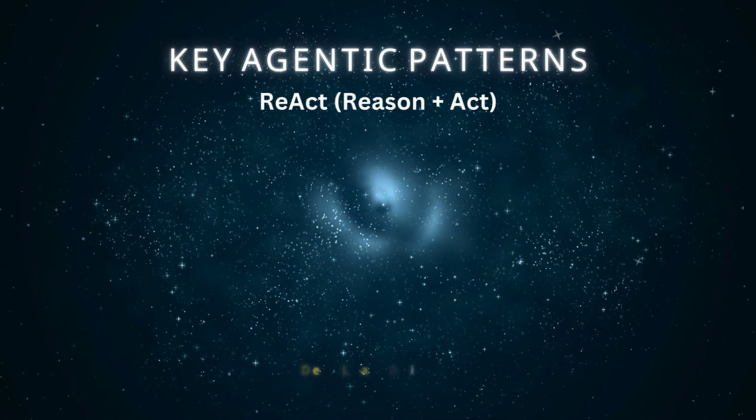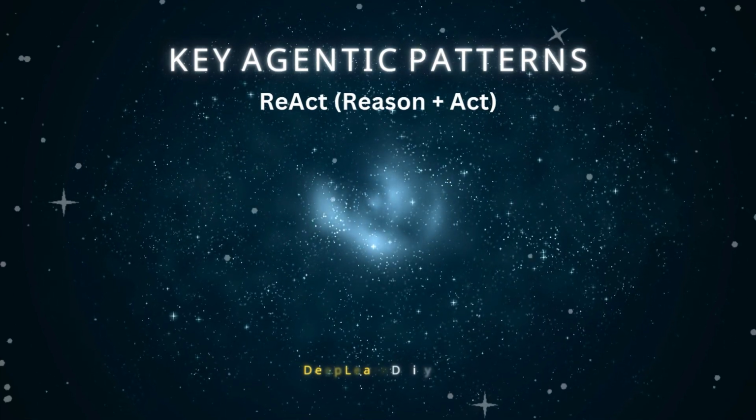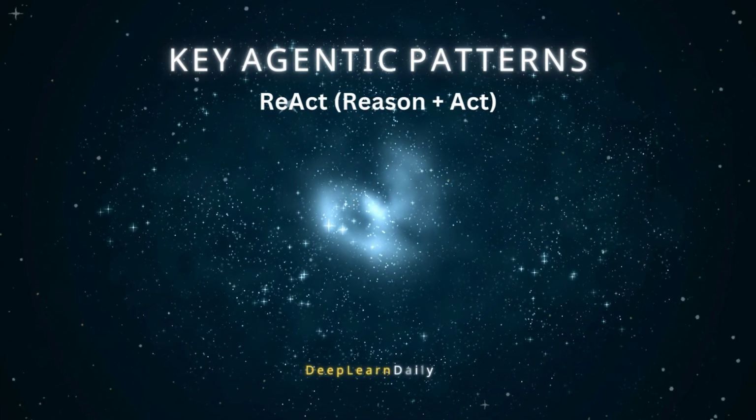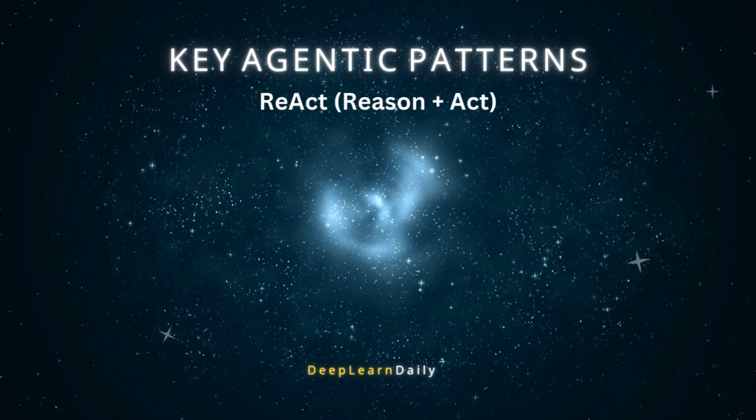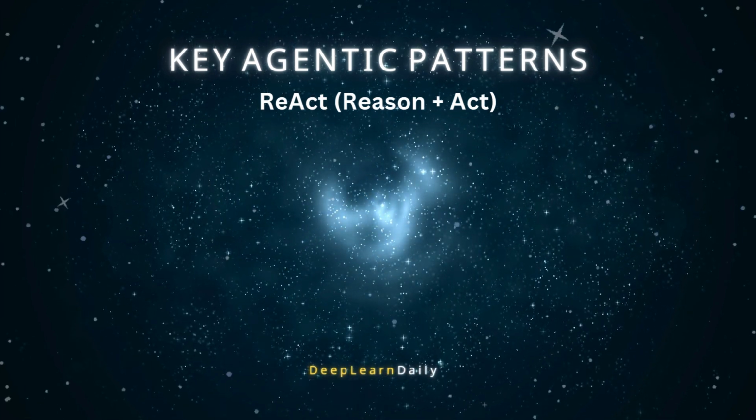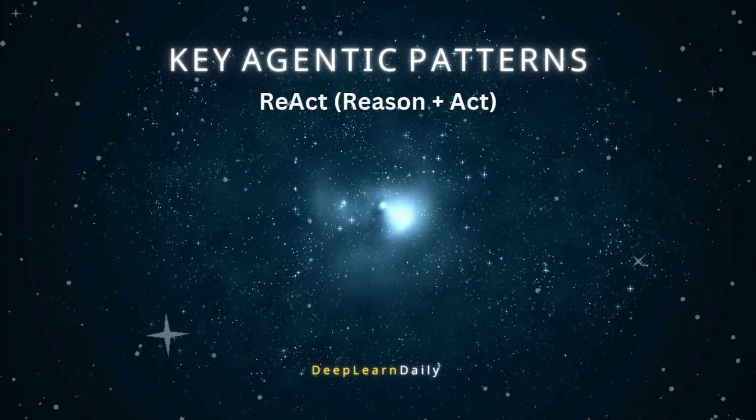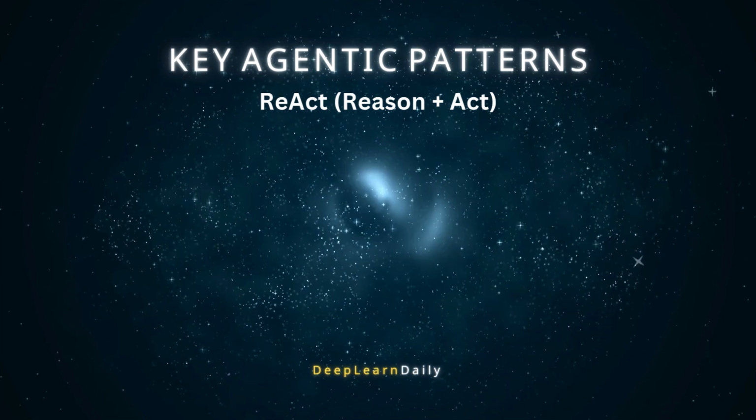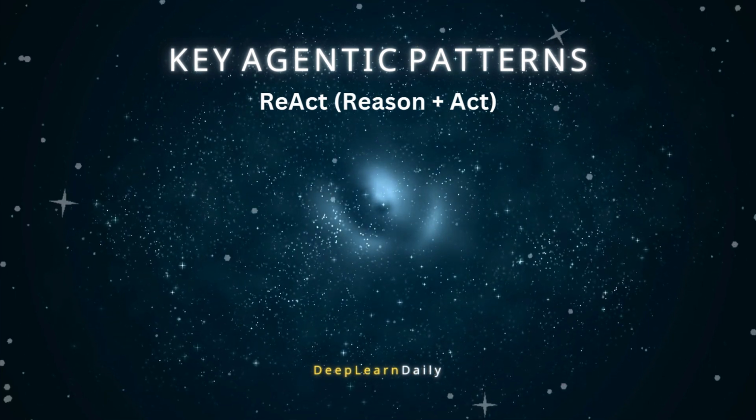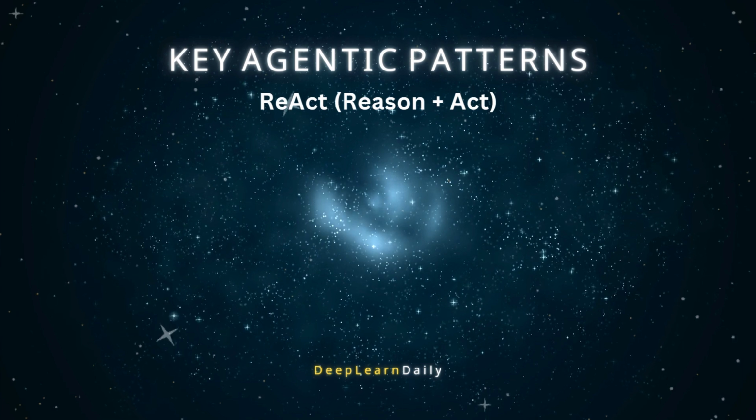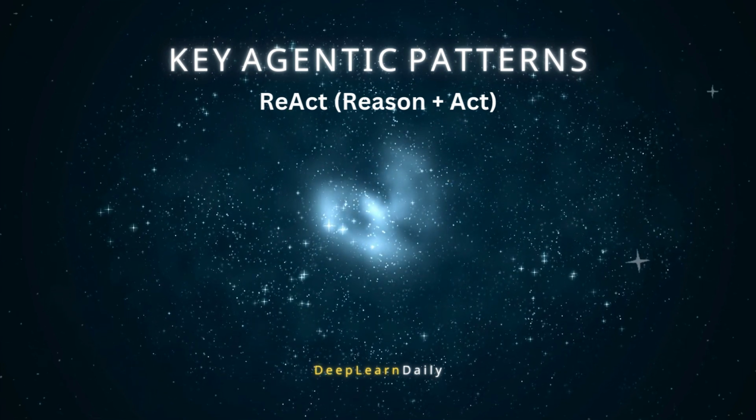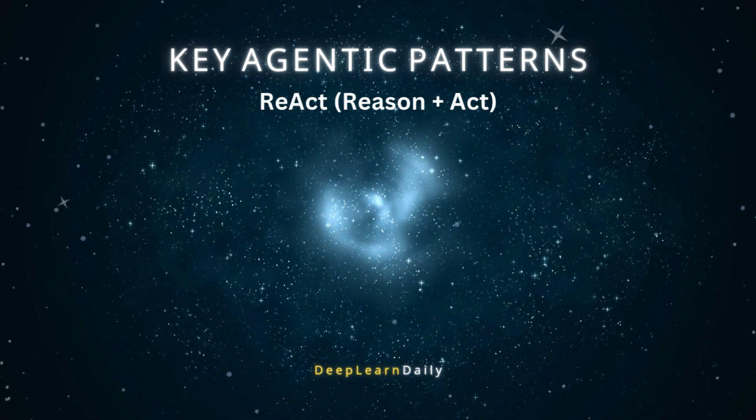The ReAct pattern structures the agent's thought process into alternating steps of reasoning and acting. The agent first reasons about the current situation, potential actions, and their consequences. Based on this reasoning, it then takes an action, for example, using a tool or querying information. The observation from the action is then fed back into the reasoning step for the next iteration.